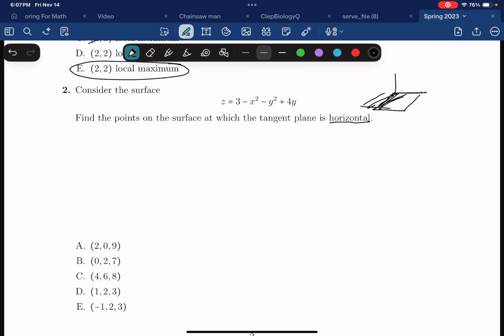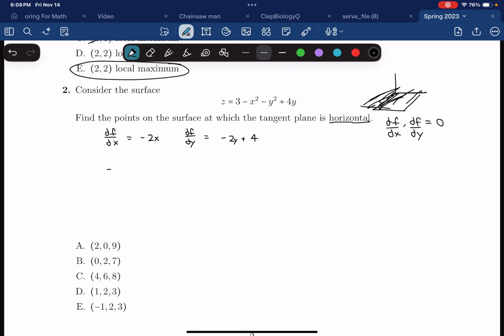this is really weird to draw, but it's where x and y are equal to 0. Or should I say, df/dx and df/dy are equal to 0. So let's find the partials. So df/dx in this case is equal to negative 2x, and df/dy is equal to negative 2y plus 4. Okay, so now we have to set these equal to 0.